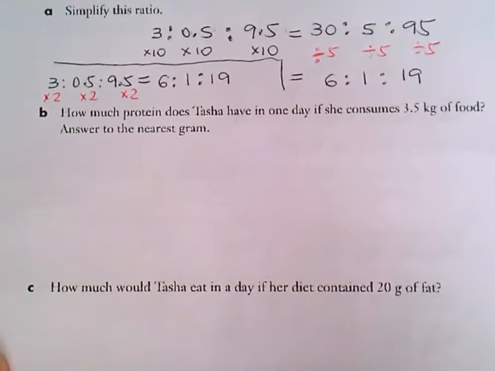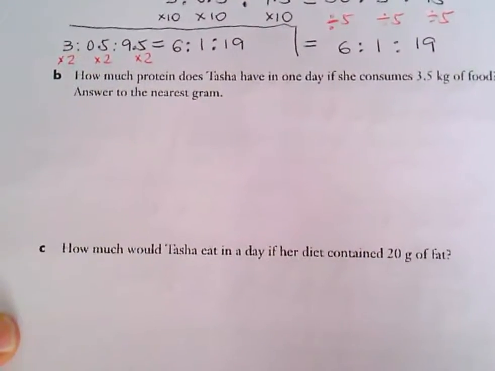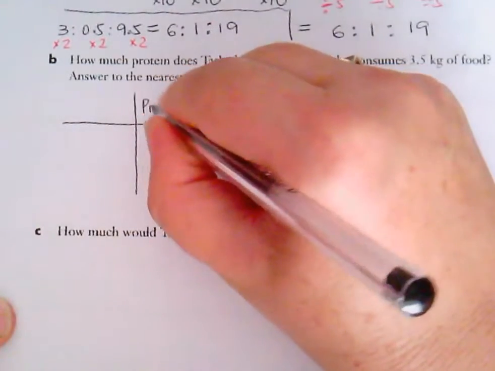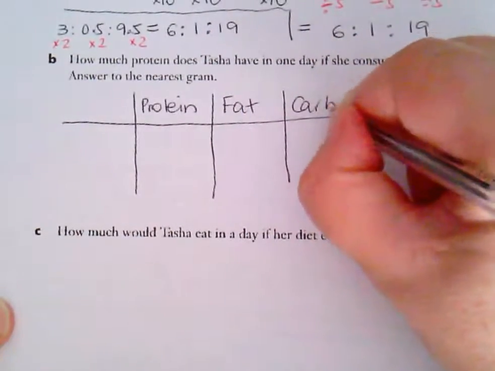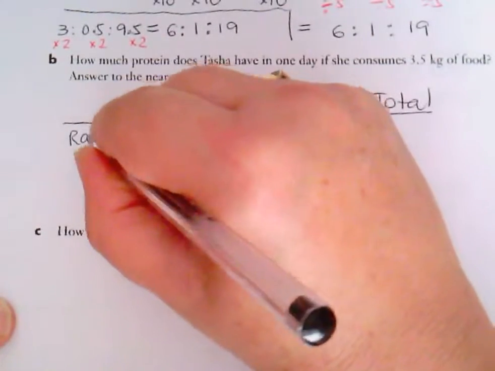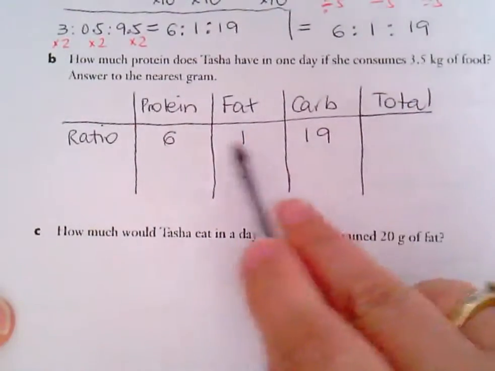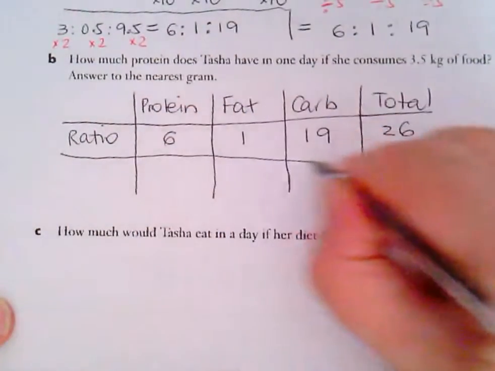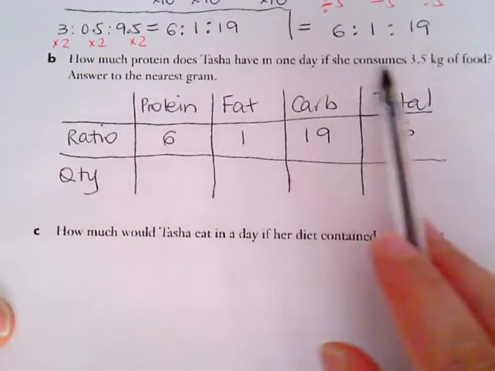Part B of the question says, how much protein does Tasha have in one day if she consumes 3.5 kilos of food? Answer to the nearest gram. So we're going to do up our little ratio table. Remember, we've got protein, we've got fat, and we've got carbohydrates, and then we've got a total here. So remember, we've got our ratio, and we're going to use our simplified ratio of 6 is to 1 is to 19. And if we add these up, we've got 19 and 1 is 20, 20 and 6 is 26 parts in our total.